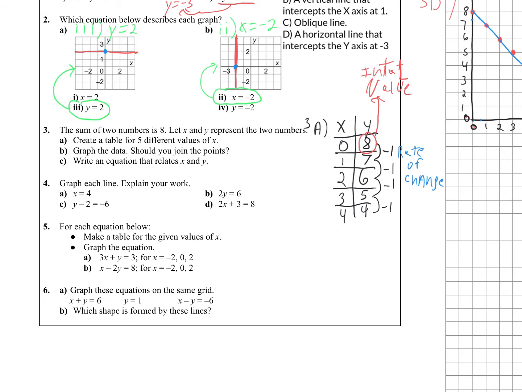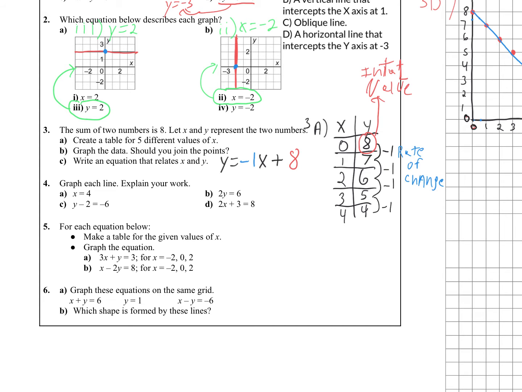So for 3c, we're going to say y equals, then we take our rate of change, which is -1, -1 times our independent variable, which is x, plus our initial value. So when x is 0, y equals 8. So in this case, our initial value is 8. So the equation for this is y equals -1x plus 8.